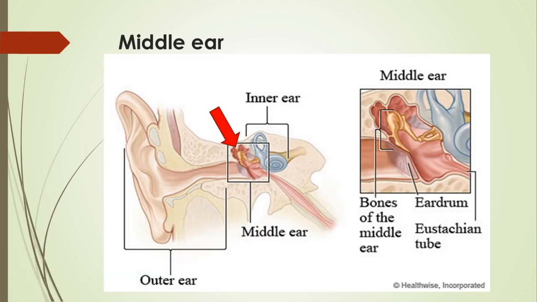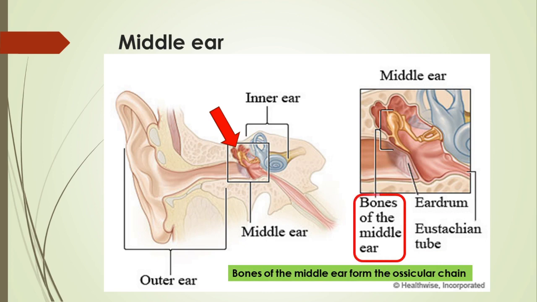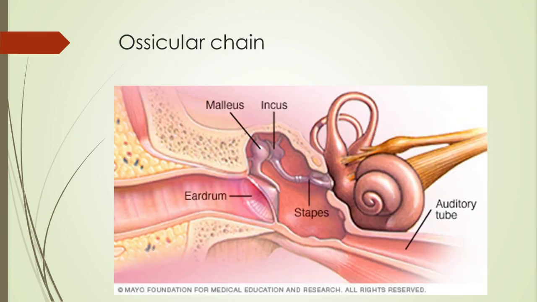The second part of the ear is the middle ear. Middle ear is comprised of eardrum or tympanum, Eustachian tube and bones of the middle ear located in the middle ear cavity. There are three bones in the middle ear arranged one after the other forming a chain called the ossicular chain. Here you can clearly see the ossicular chain. It is formed of three small ear bones or ear ossicles. They are the malleus, incus and stapes.